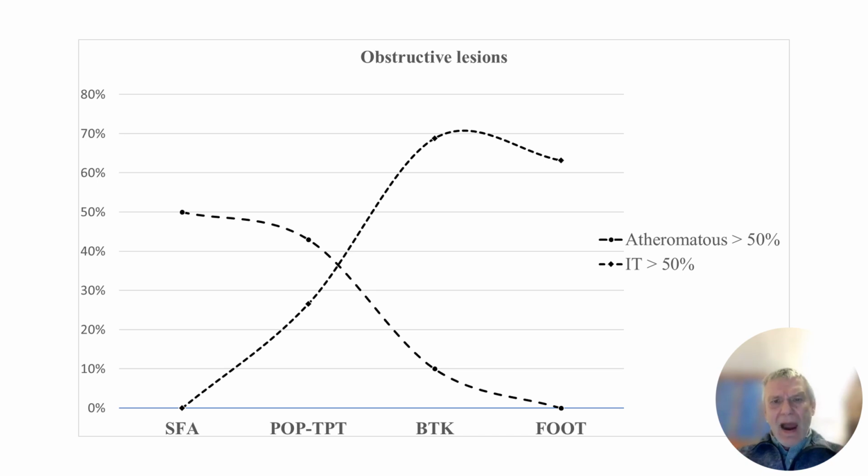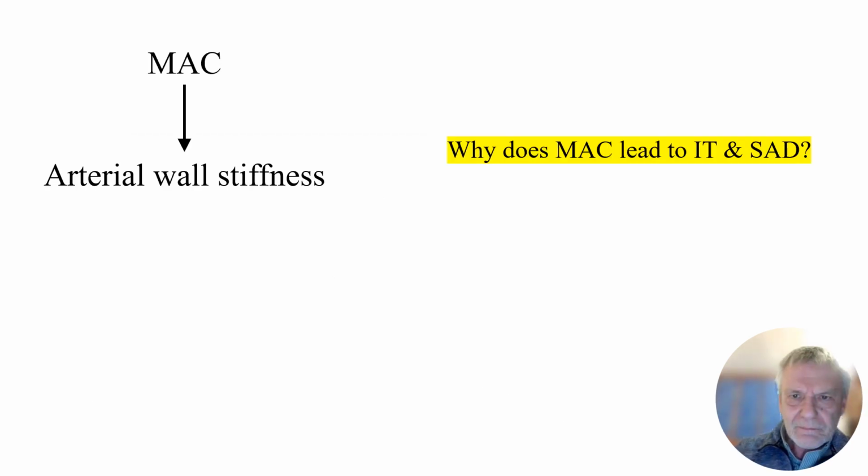So what are the obstructive lesions leading to CLTI? We observe in SFA and POP a high percentage of obstructive atheromatous lesions. And in POP starts the intimal thickening that is the highest in BTK and foot arteries. So we have about 50% here decreasing, and then the rising of obstructive intimal thickening. So this is the first anatomical study.